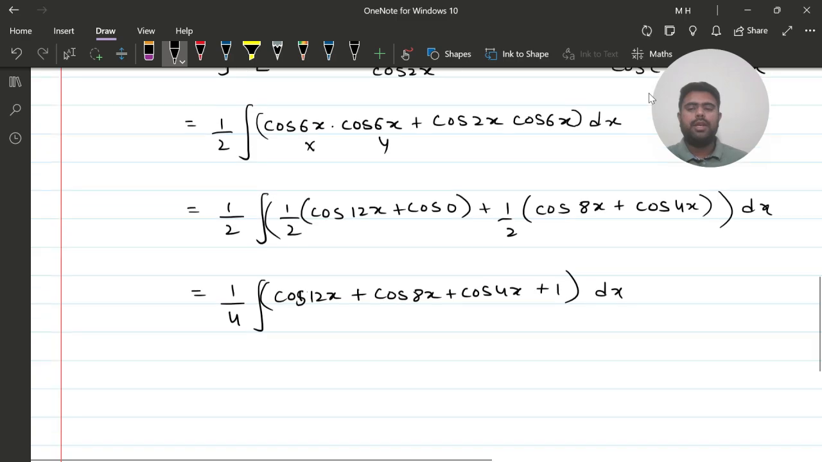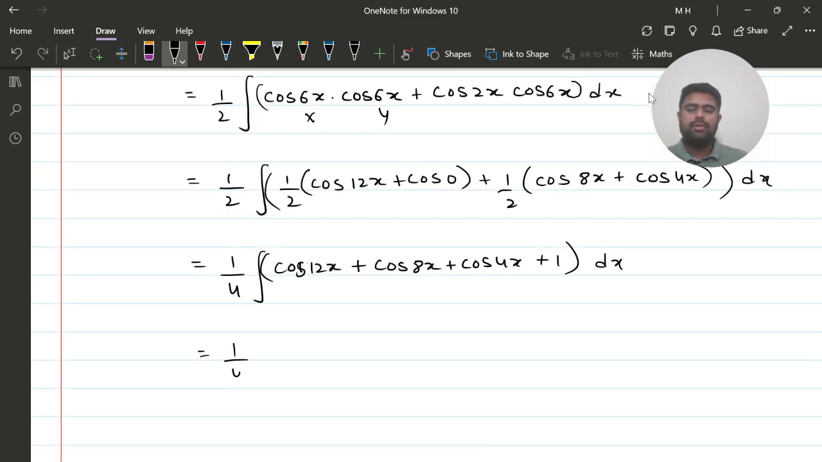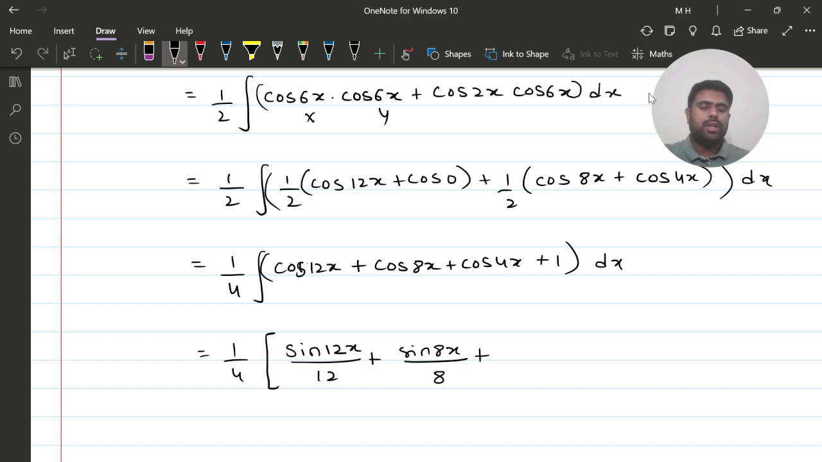So what will be the integral of this? This is equal to 1 by 4 times. What is the integral of cos x? Sin x. So cos 12x would be sin 12x, 12x the derivative is 12, so we will divide it by 12, plus cos 8x the sin 8x, 8x derivative is 8, so I will divide it by 8, plus cos 4x the sin 4x, I will divide it by 4, plus 1 the x, plus c. So this is going to be the integral I, right?